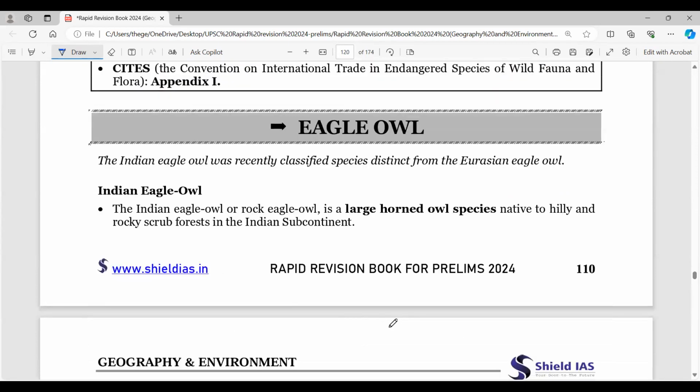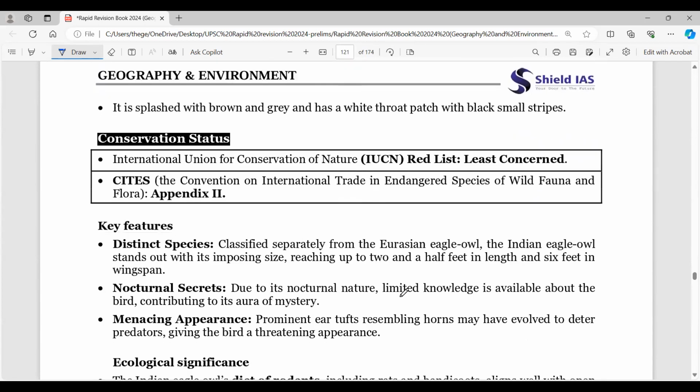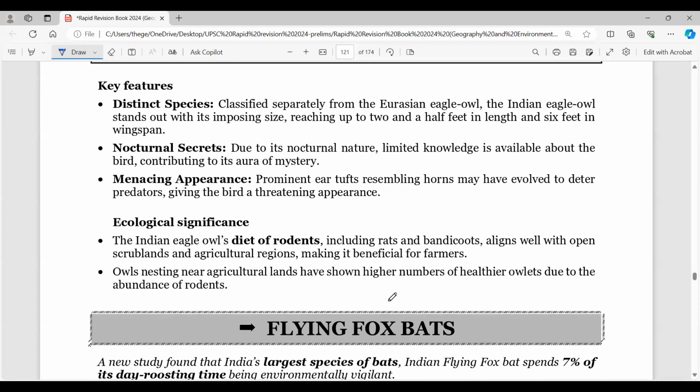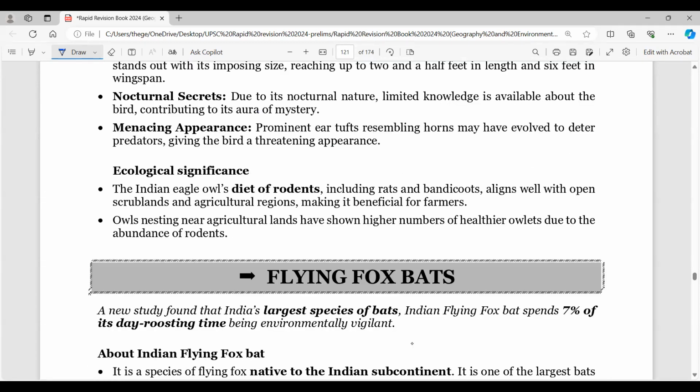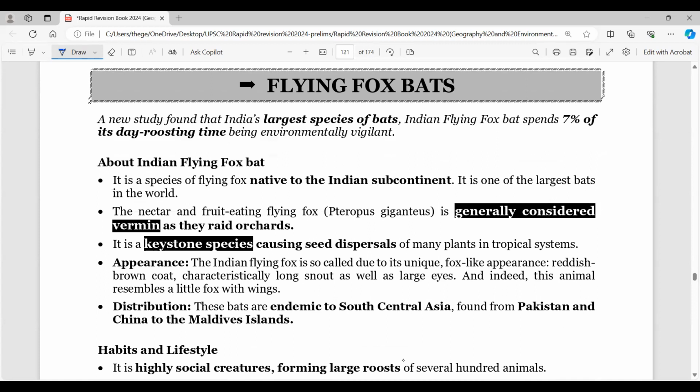Come to eagle owl here. Now, large horned owl species, Indian subcontinent, very important. And here, least concern is the thing to remember now. Come to ecological significance, Indian eagle owls diet of rodents, right? So this is important, including rat and bandicoots. Flying fox was also very important here.